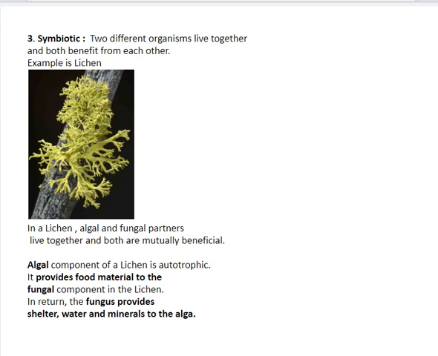3. Symbiotic, where two different organisms live together and both benefit from each other. An example is lichen. In a lichen, algal and fungal partners live together and both are mutually beneficial. The algal component of a lichen is autotrophic. It provides food material to the fungal component in the lichen. In return, the fungus provides shelter, water and minerals to the alga.